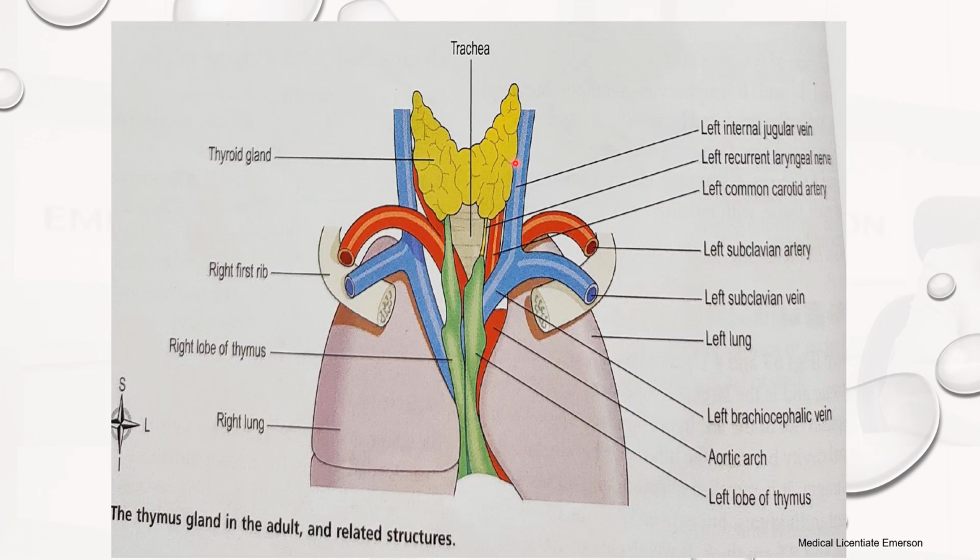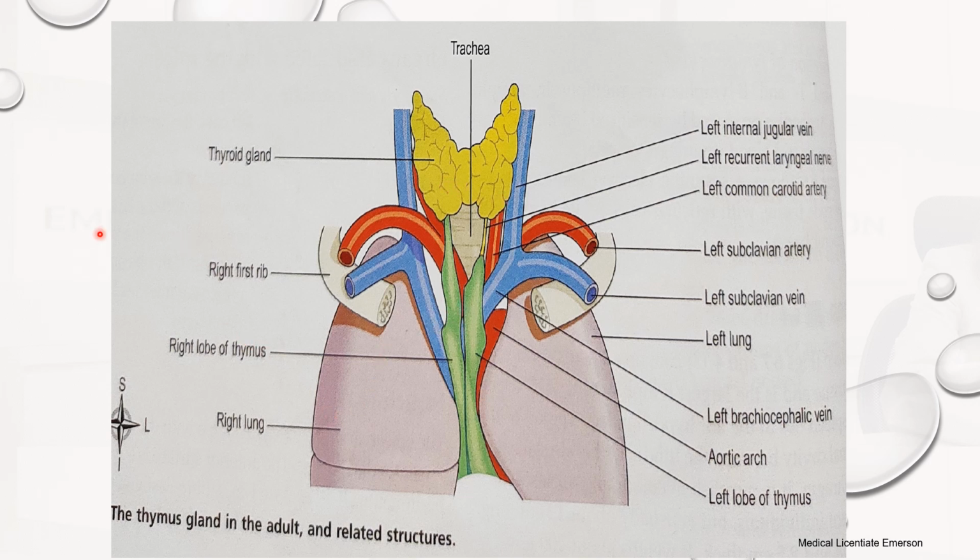Then the thymus gland in adult and related structures. So this is the right lobe of the thymus, and this of course will be the left lobe of the thymus. Then superiorly, you find that there will be the thyroid gland on top. Okay, that's the thymus we're talking about.